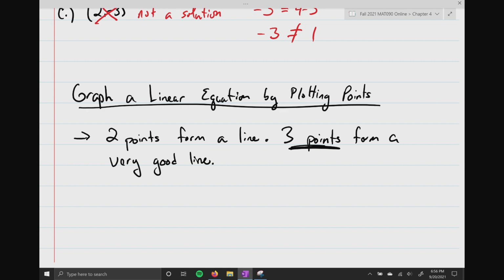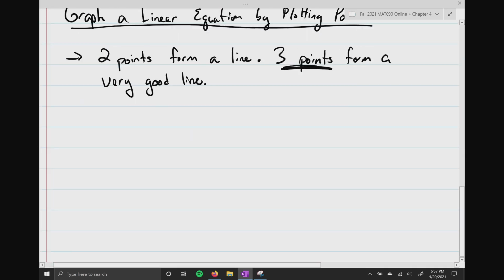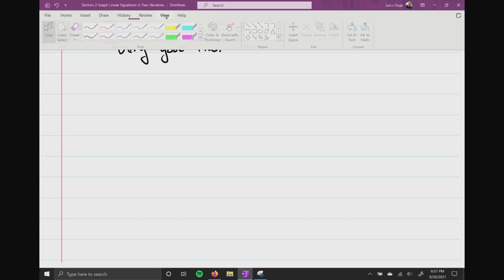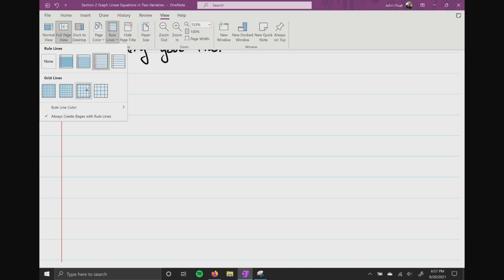Okay? Now, when we start graphing a linear equation by plotting points, we don't have to make this difficult. And what I mean by that is this. Let me go ahead and use graph paper here. So I'm going to change over to graph paper real fast. There we go.